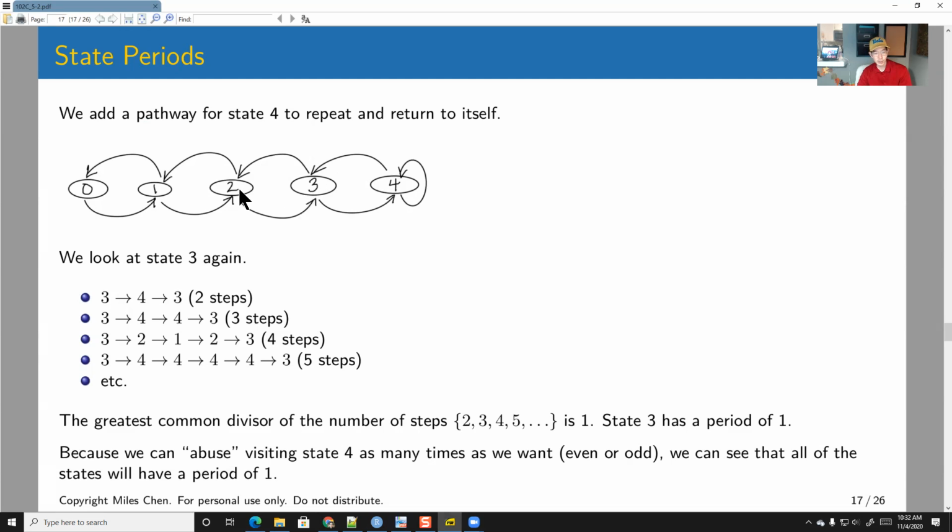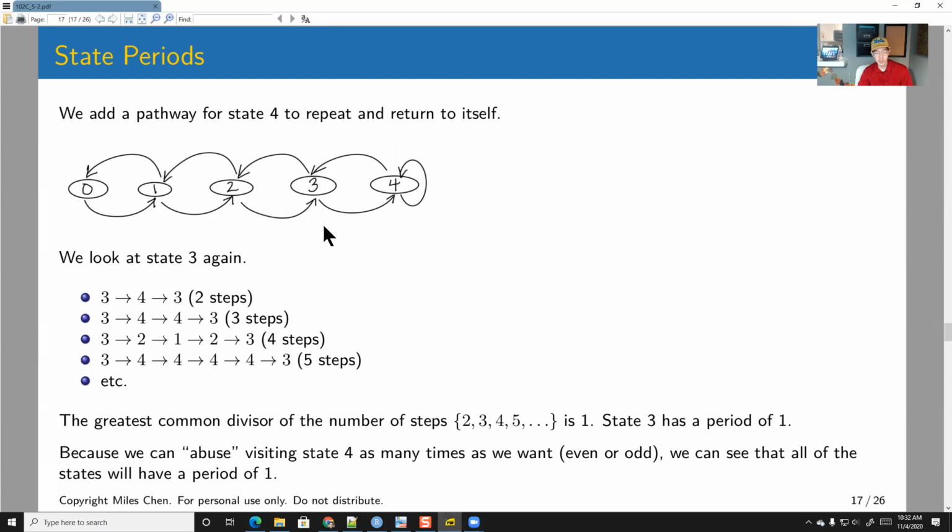I can also go 3, 2, 1, 2, 3. So that's 1, 2, 3, 4. That's allowed. And I can also go 3 to 4 and just loop around a whole bunch of times. I can go 1, 2, 3, 4, back to 3, 5. And so the greatest common divisor among all of these steps, whether it's 2, 3, 4, or 5 steps, is 1. So state 3 now has a period of 1.